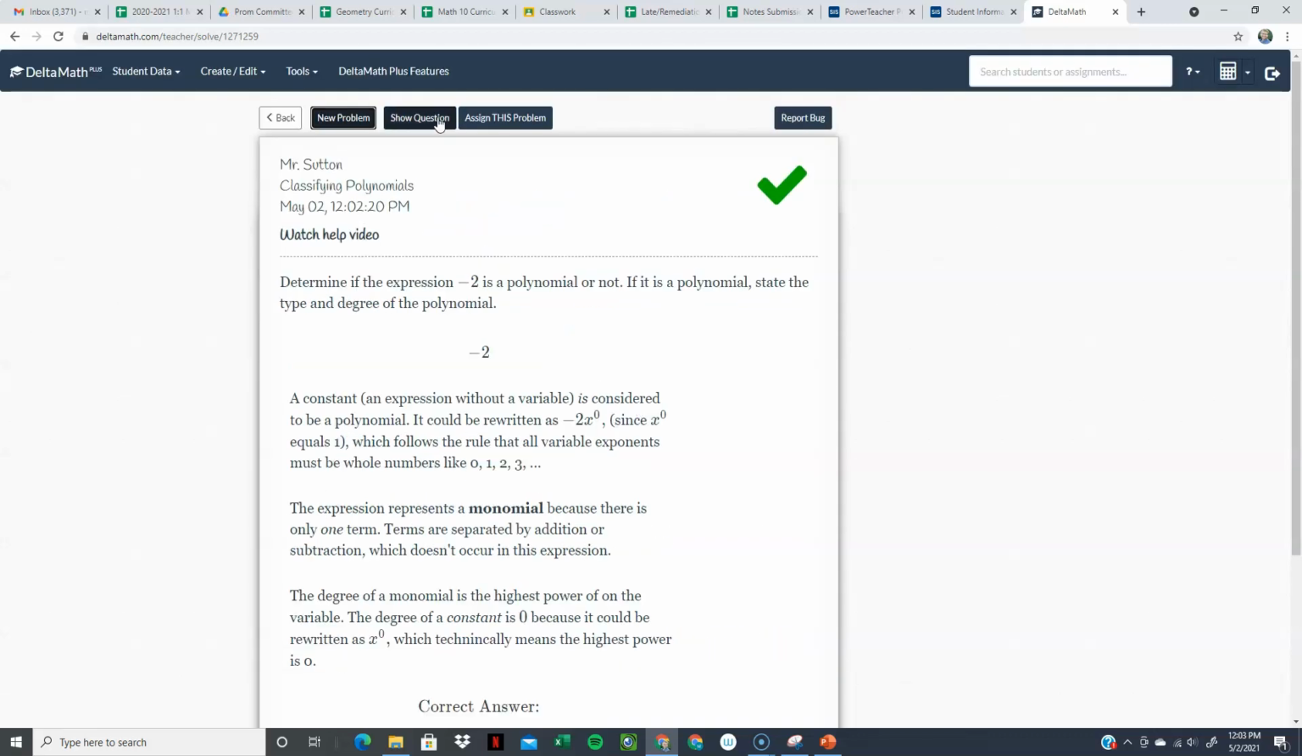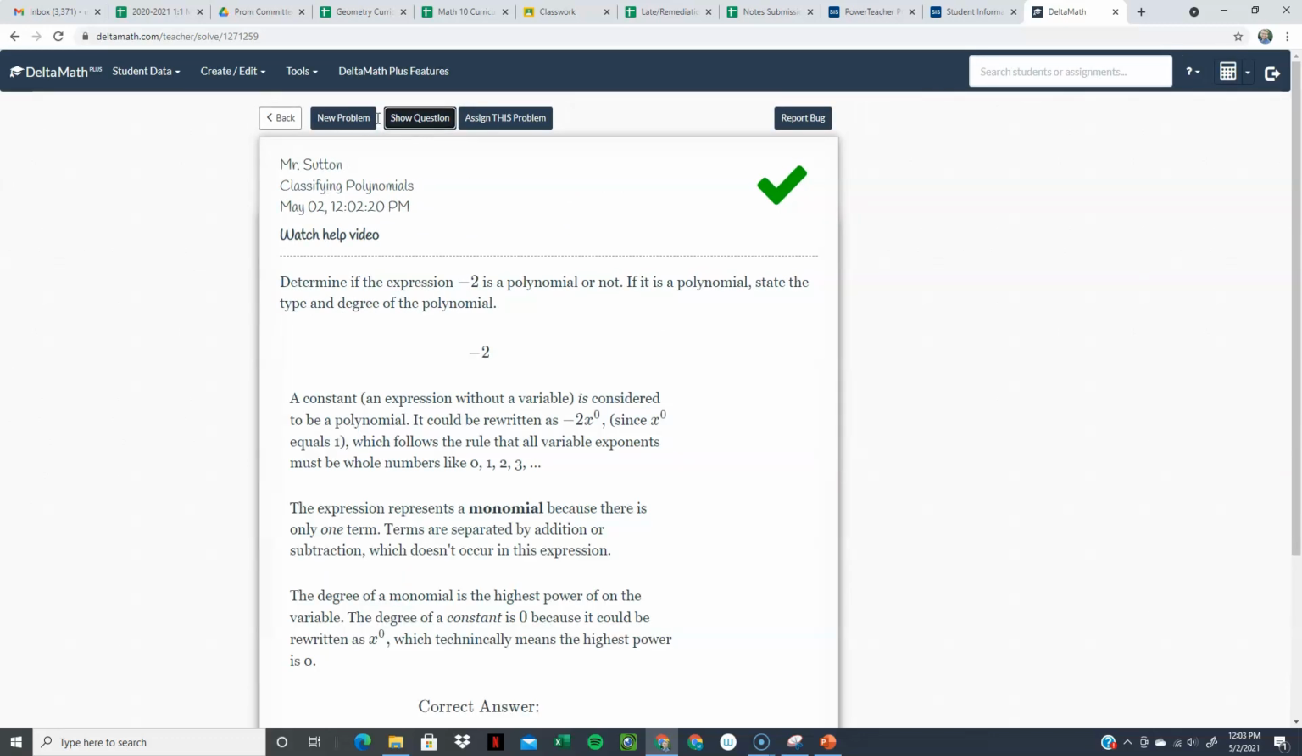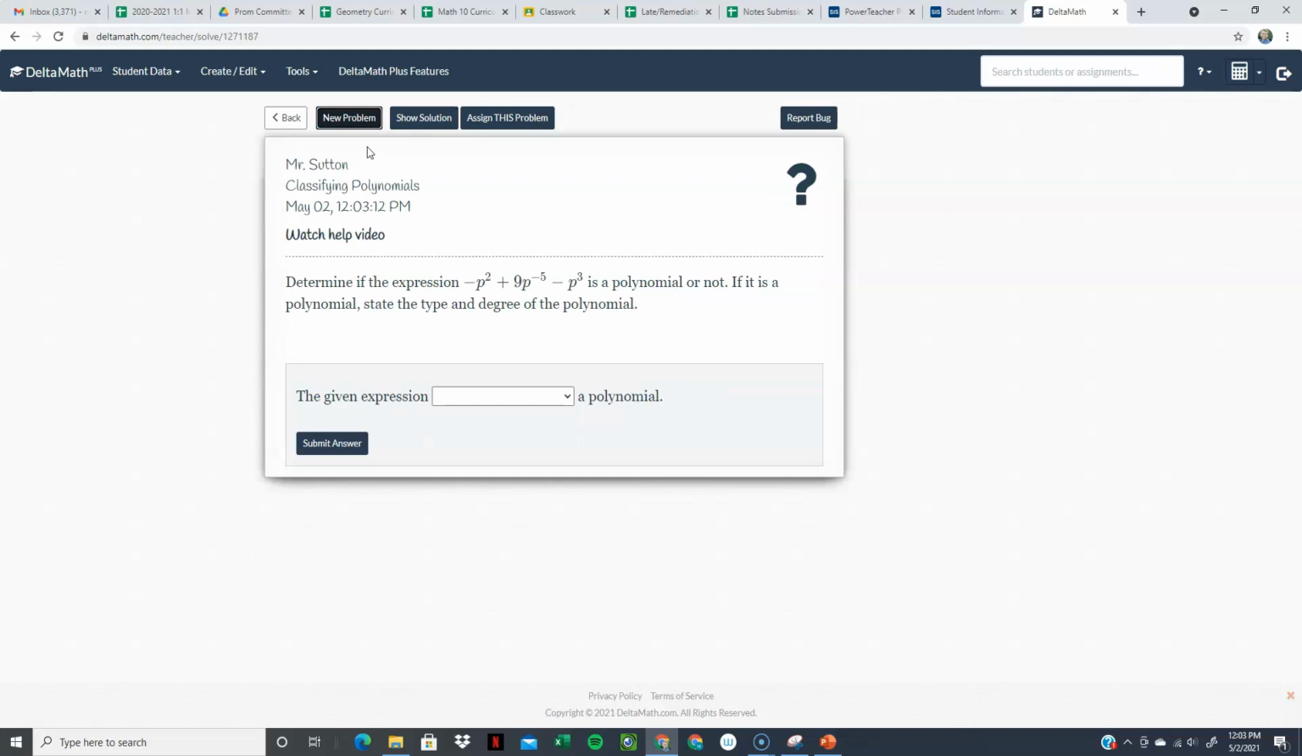All right. Let's look at another question here. This one has more terms. But notice it has this negative 5 here. An important part of the polynomial definition is we have to have just whole number exponents. So this negative 5 makes it not a polynomial.